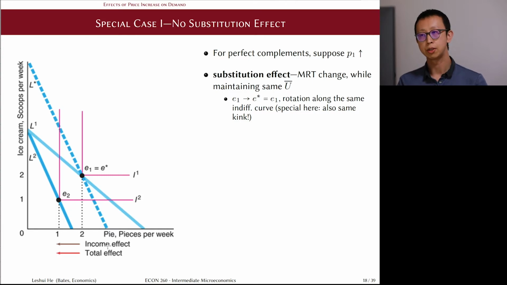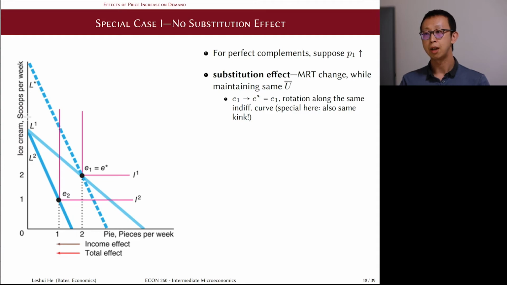In this situation, because these two goods cannot be substituted between each other, there is going to be no substitution effect. So the only effect that drives the response in demand will be the income effect. And we can verify this intuition from a more technical analysis on this graph.